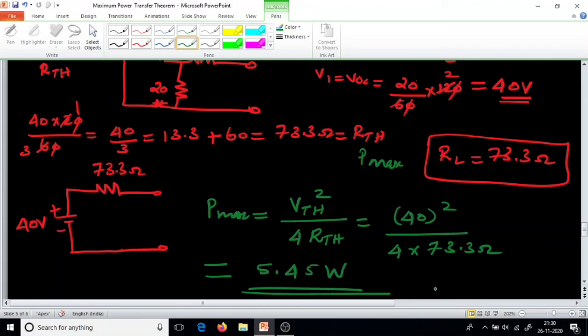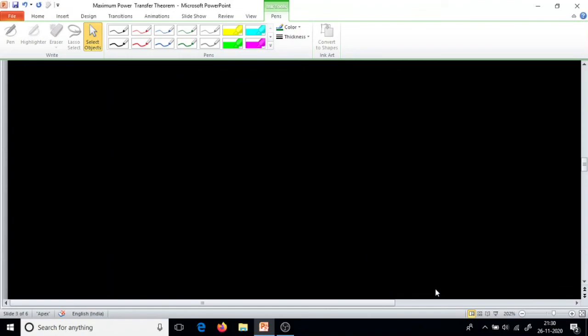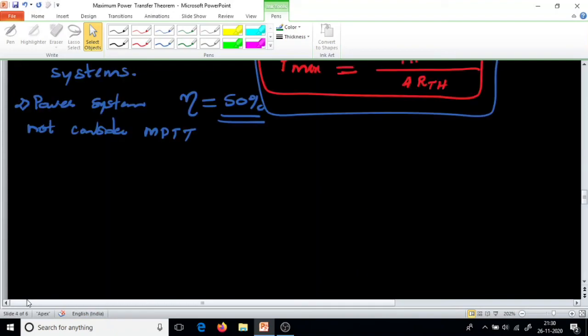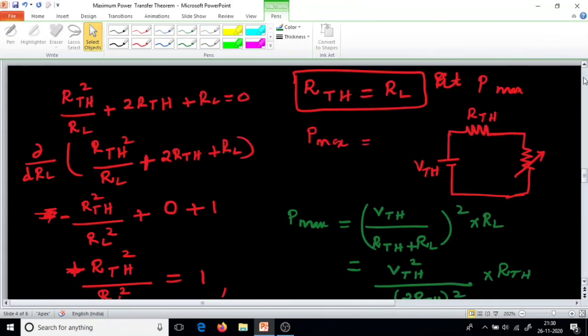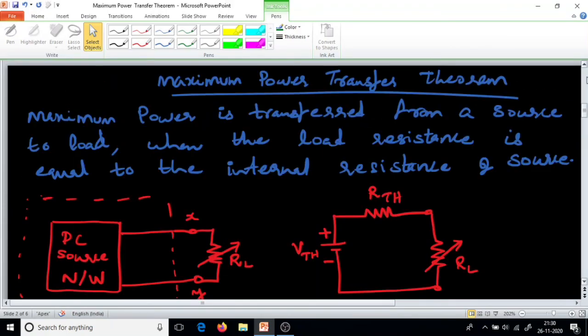So friends, I hope you understood what the power transfer theorem is. If you have any doubt, please feel free to ask. So maximum power is transferred when load resistance is equal to the source resistance.